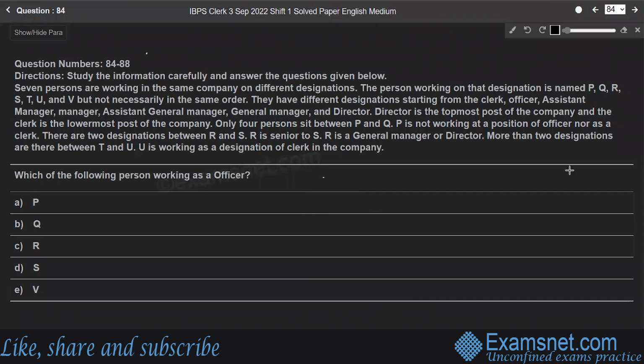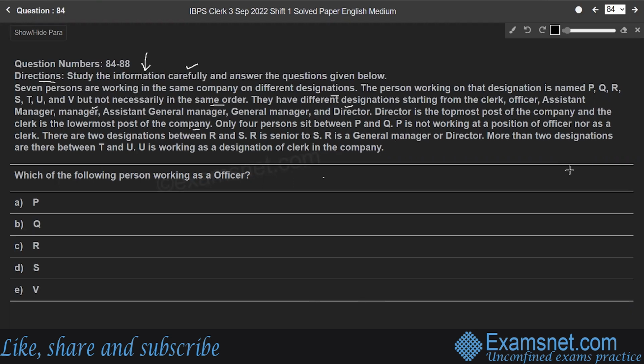Questions 84 to 88 are based on the below information. Study the information carefully and answer the questions given below. 7 persons are working in the same company on different designations. The persons are named P, Q, R, S, T, U, and V, but not necessarily in the same order. They have different designations: clerk, officer, assistant manager, manager, assistant general manager, general manager, and director. Director is the topmost post of the company and the clerk is the lowermost post of the company.